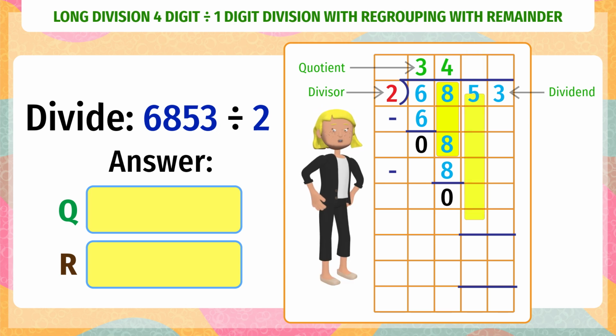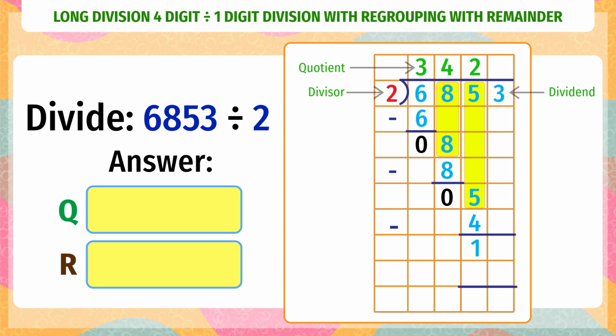Next digit of dividend, 5. 5 divided by 2 is 2. Write 2 in quotient space. Write 2 into 2, 4 below 5 of the dividend. Subtract 5 minus 4 to get 1.